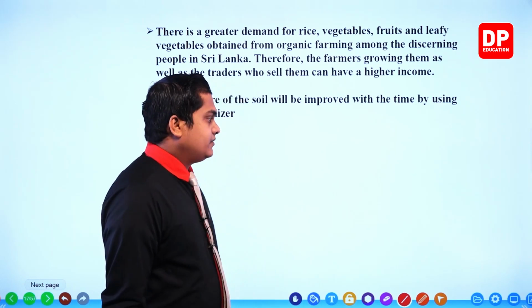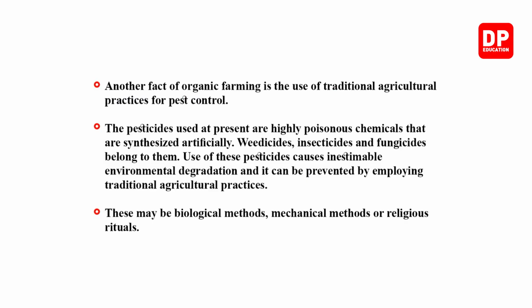Right then. Another factor of organic farming is the use of traditional agricultural practices for pest control. The pesticides used at present are highly poisonous chemicals that are synthesized artificially. Weedicides, insecticides, and fungicides belong to them. Use of these pesticides causes inestimable environmental degradation, and it can be prevented by employing traditional agricultural practices.